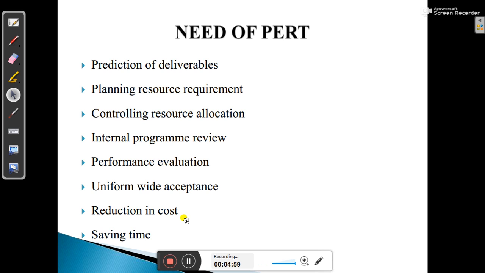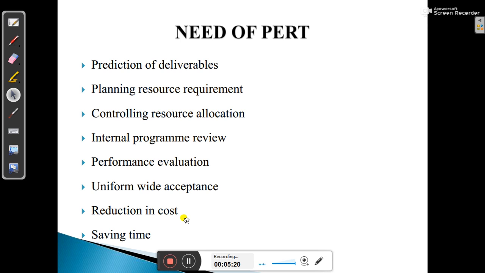Internal program review: you can provide an internal program review. Also, you can evaluate the performance of every subsystem or the whole system. Uniform wide acceptance: the use of Pert in a project will be accepted anywhere.